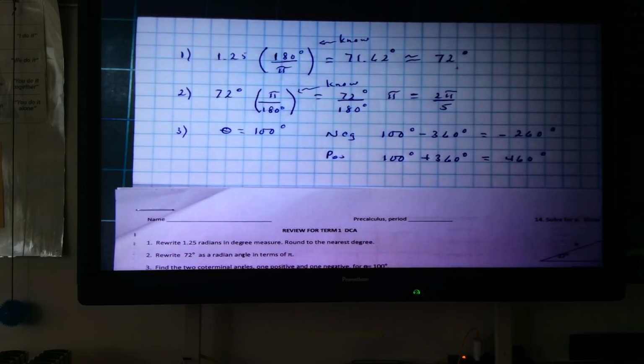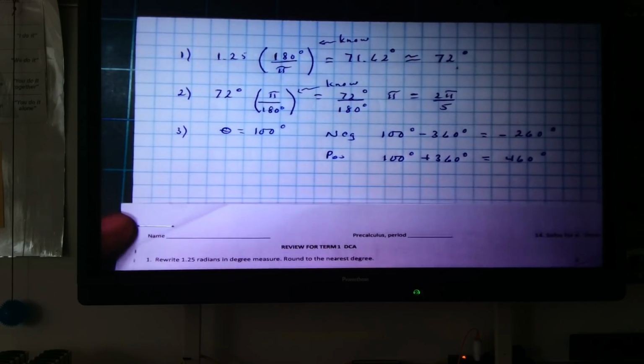What did you use 360? Well, that's a full circle, so you want to come back to where you are. These are coterminal here, so they have to stop in the same place. So you have to go around a full revolution, either up or down. So if you were to say 200, you would still use 360? Yes.